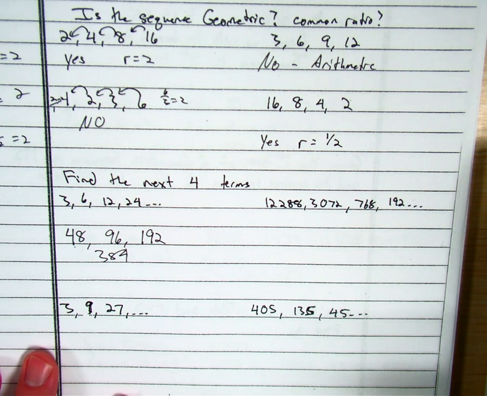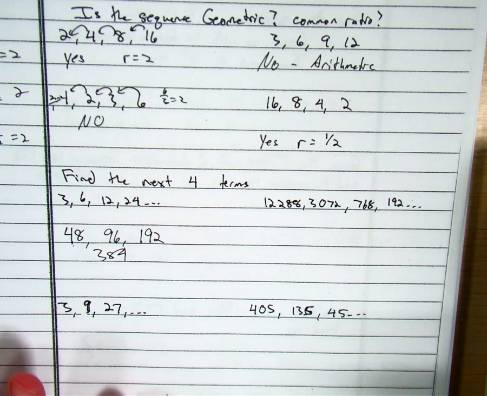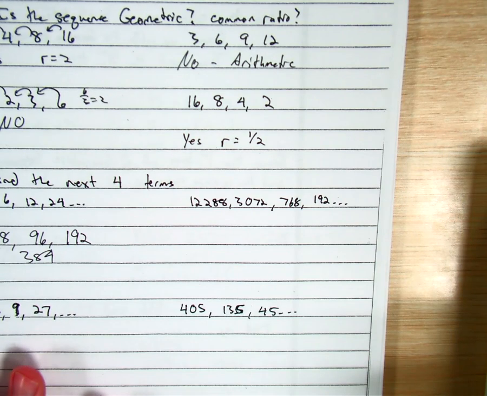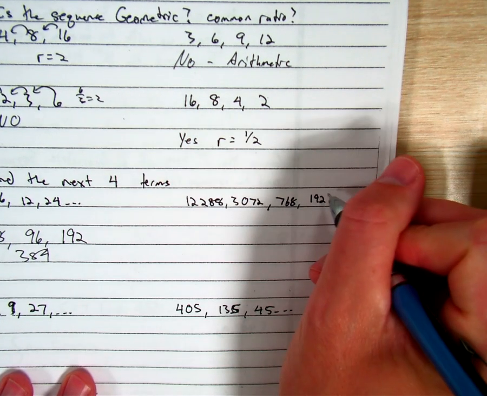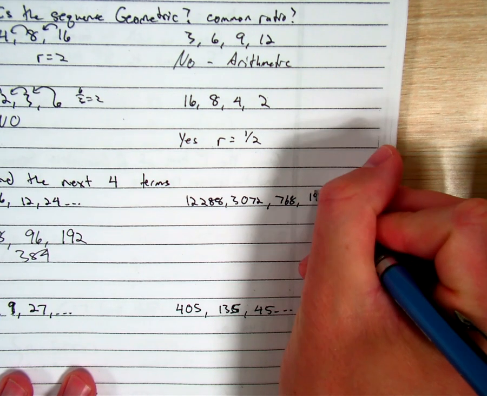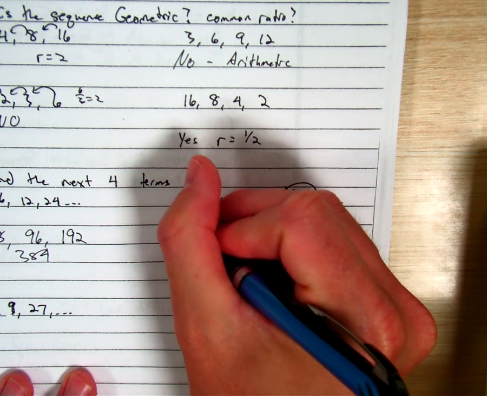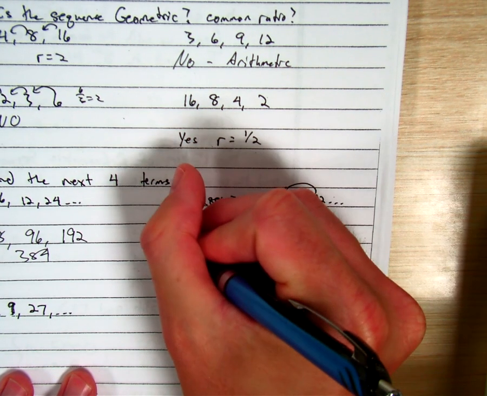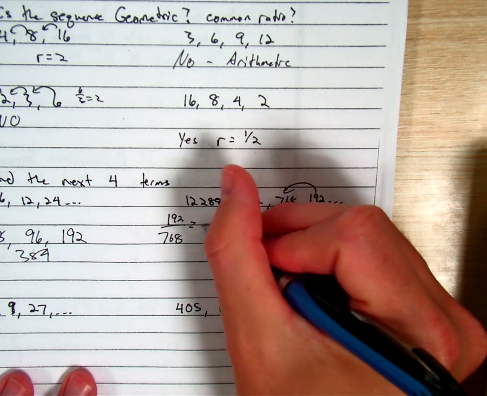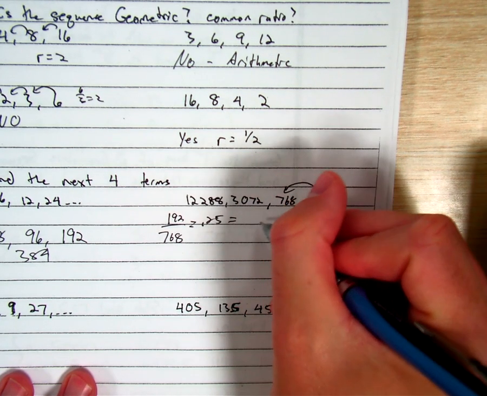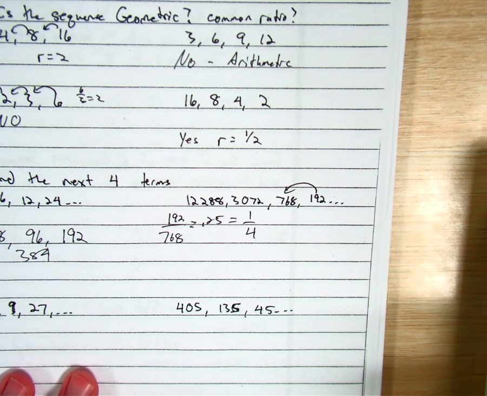Next one, 12,288, 3,072, 768, and 192. Alright, so to figure out what the ratio is, it might not be completely obvious. Take the one you're on, divide it by the one in front of it. So 192 over 768. We're going to type that into the calculator, and it's 0.25. I'm going to recommend fractions. Fractions are friends.